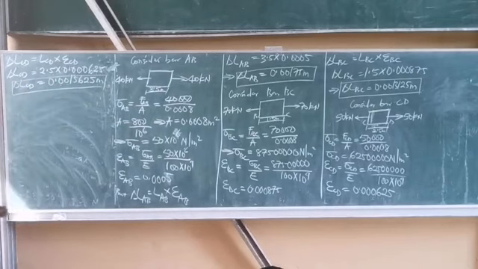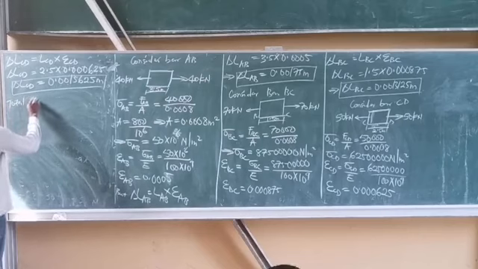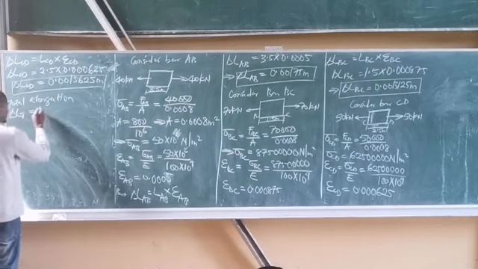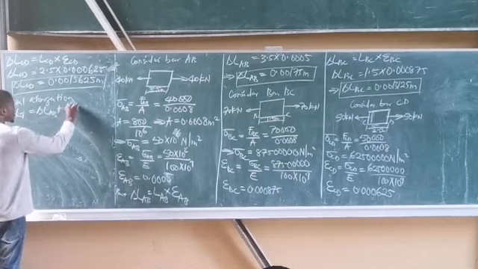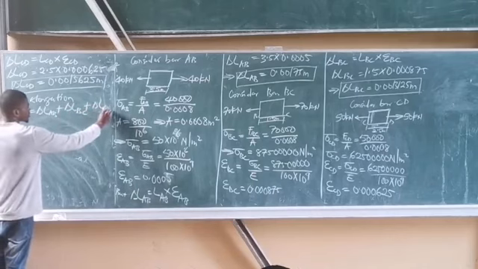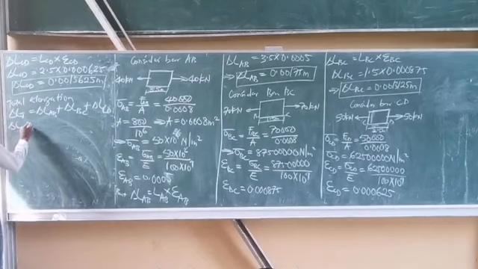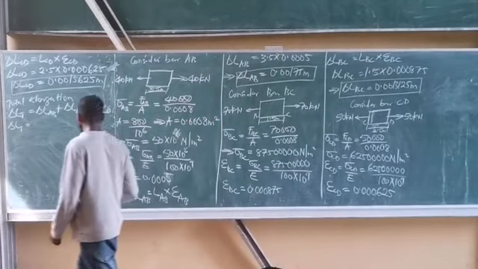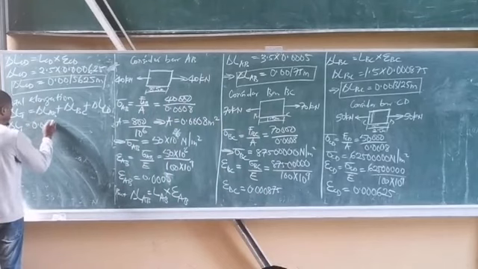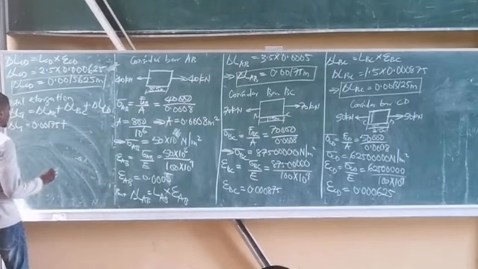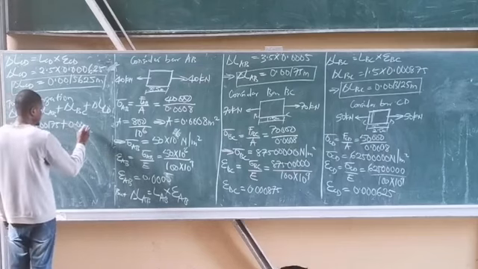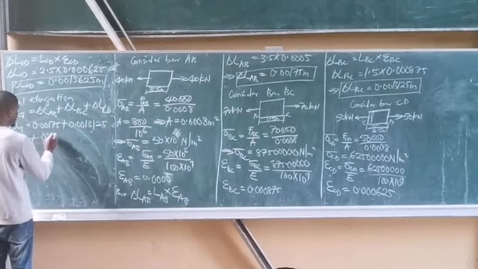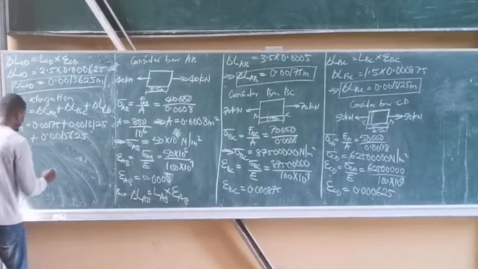So we now obtain the total elongation. Change in length total is simply change in length in portion AB plus change in length in portion BC plus change in length in portion CD. So that is equal to the first change in length, plus change in length in BC, 0.0125, plus change in length in CD, 0.0015625. Please add these values.